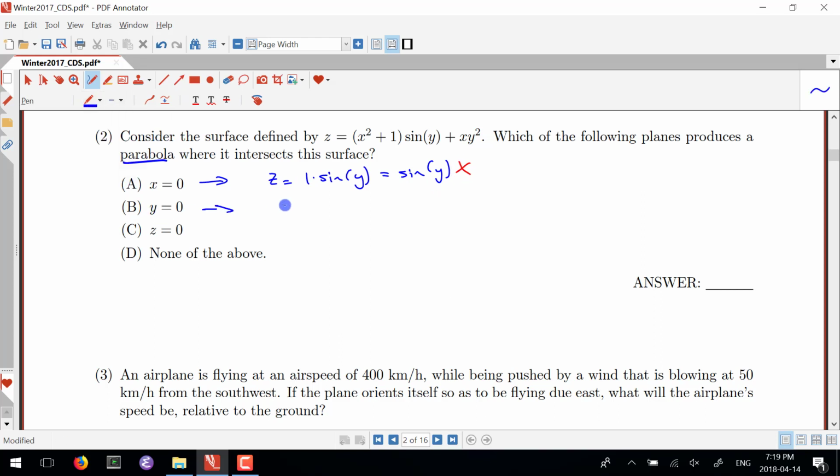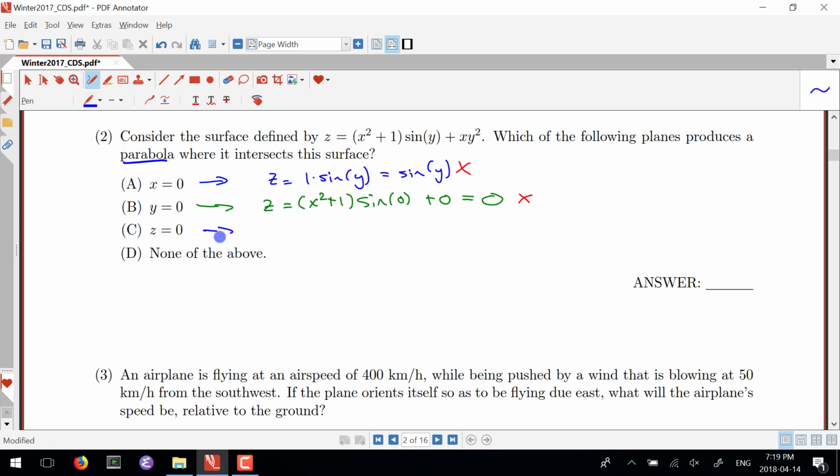If we sub y equals 0 into this, let's use a different color so we can see the two contrasting examples. We would have z equals x squared plus 1 remains. Then we have sine of y, but sine of y in this case would become sine of 0 plus 0. And that altogether comes to be just 0 plus 0. That's 0. That is also not going to be a parabola.